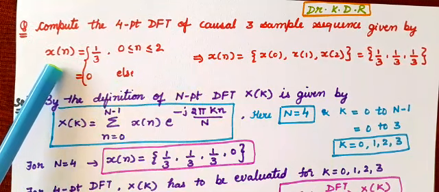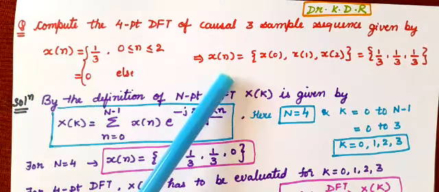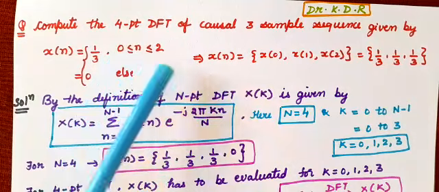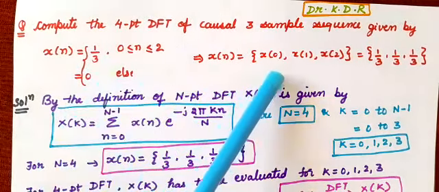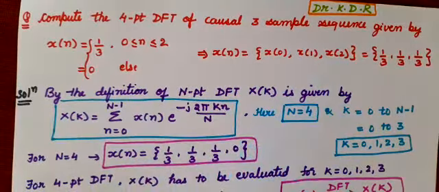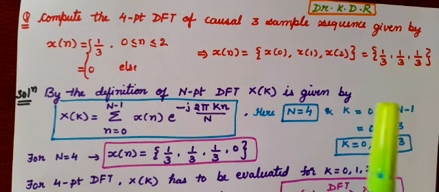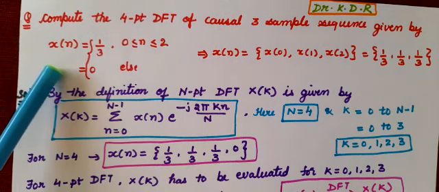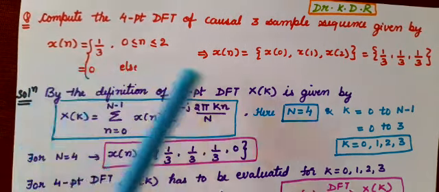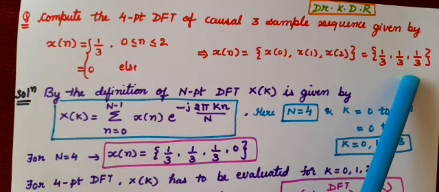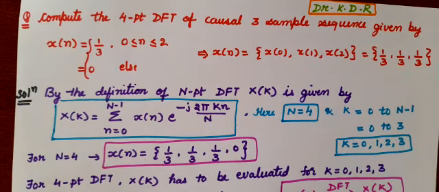So, we can write this discrete time sequence x of n, where n varies from 0 to 2, as x of 0, x of 1, x of 2, and its value is 1 by 3, 1 by 3, 1 by 3. Now, we are supposed to find the 4-point DFT. So, what we will do? We will add a 0 here to make the sample sequence length 4. So x of n is 1 by 3, 1 by 3, 1 by 3, 0, and let us start the problem solution.